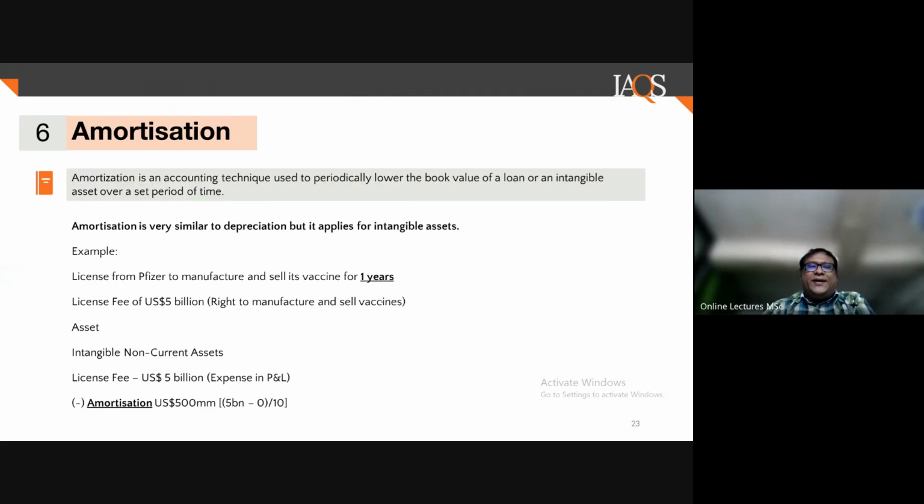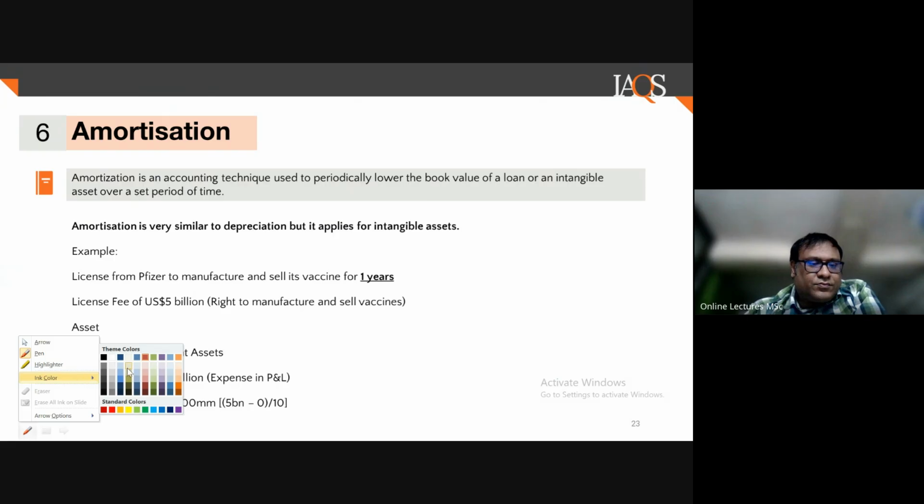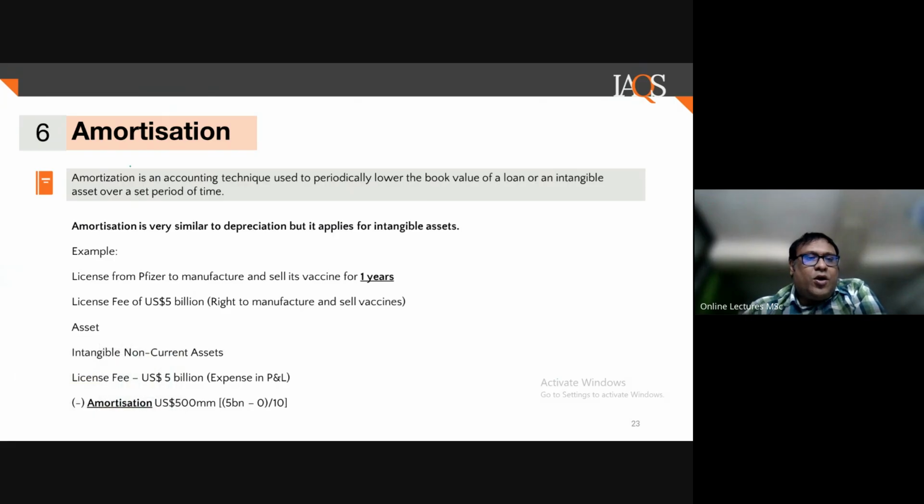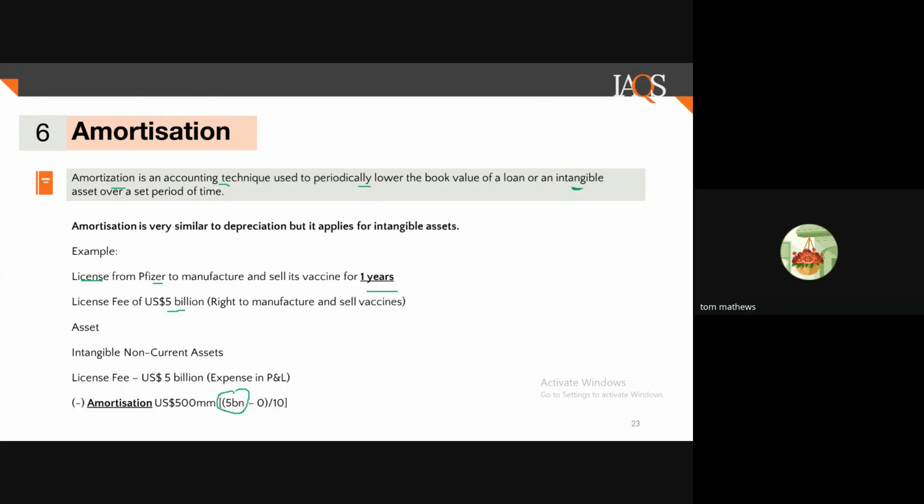Amortization. Like depreciation is used for tangible assets, we use the term amortization for intangibles. Amortization is an accounting technique used to periodically lower the book value of intangibles. So let's say there is a license Pfizer has purchased for 5 billion, life is 1 year. In the very first year, you will amortize 5 billion and take it to the P&L account. Tom, all good?